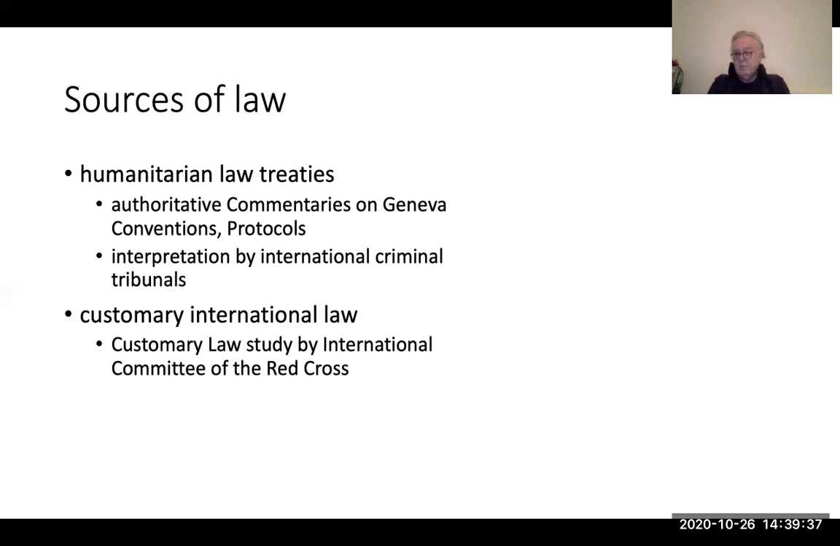And more recently, as I say, some of the provisions are interpreted and applied by the international criminal tribunals, but not most of them. Because most of the provisions of these treaties, if we take the four Geneva Conventions and the two protocols, we're talking about probably 600 distinct articles. And most of those are not war crimes. The violations of those articles are not war crimes.